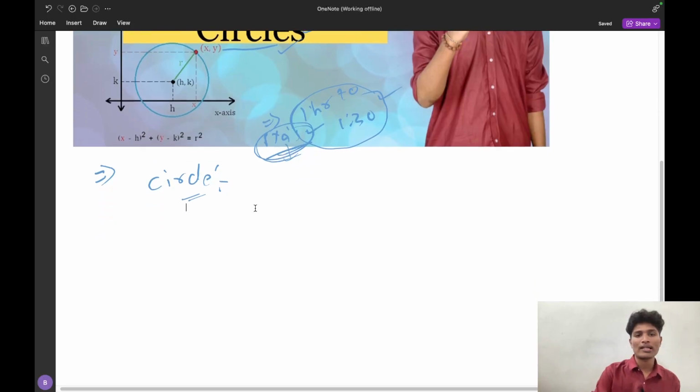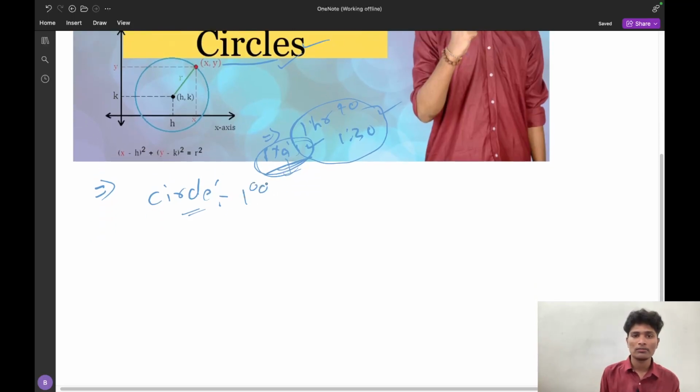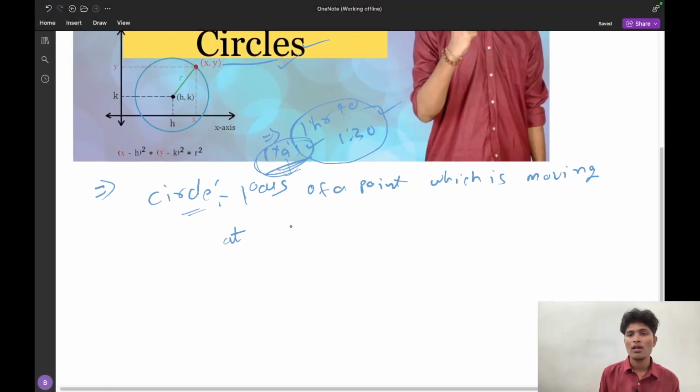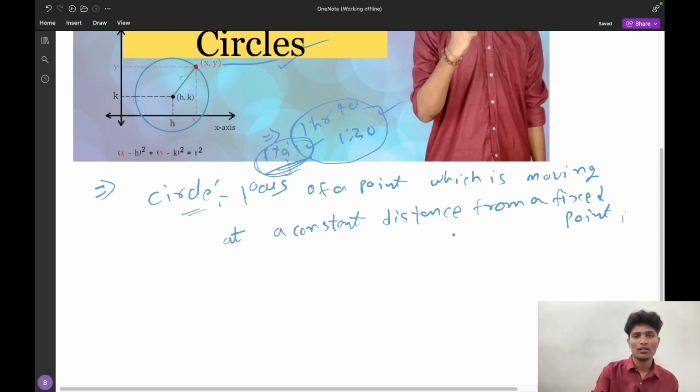circle. What is a circle? Circle is the locus. The circle is a locus of a point which is moving. Circle is a locus which is moving at a constant distance from a fixed point. Constant distance from a fixed point. It is called a circle.